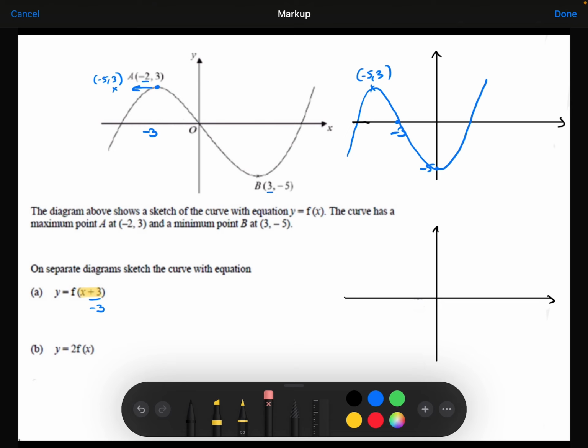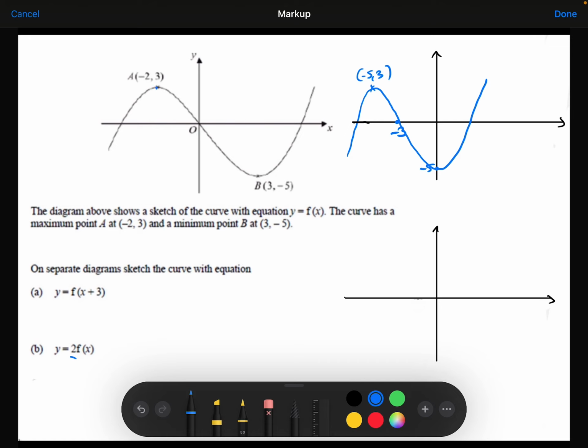Part B, we want to draw the graph of y equals 2f of x. So the 2 is on the outside of the function here. That means that 2 is affecting the y coordinates, and only the y coordinates. And we do what it tells us to do. So I'm going to multiply my y coordinates by 2. The x coordinates are unaffected.